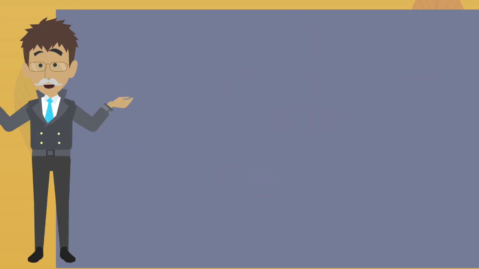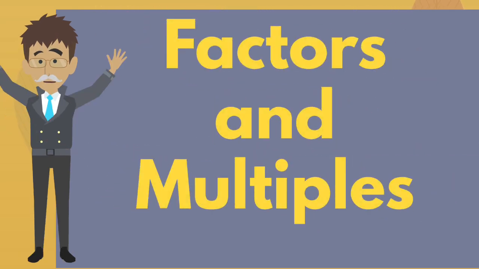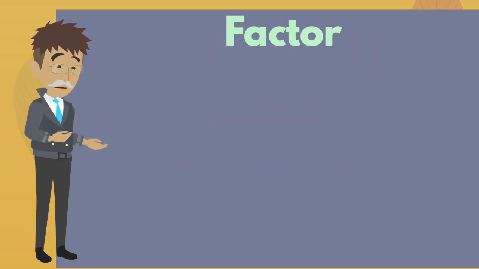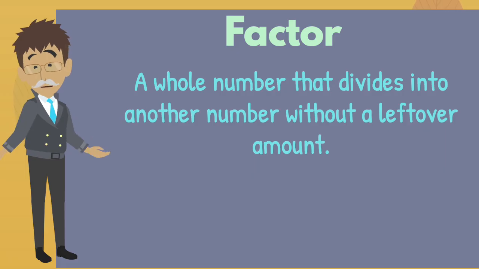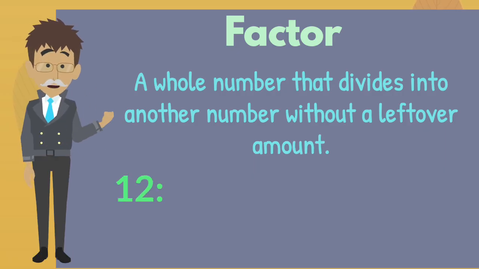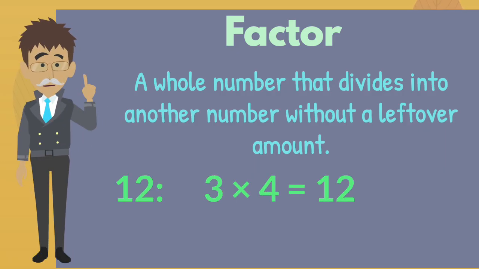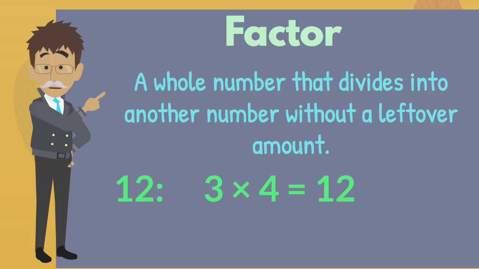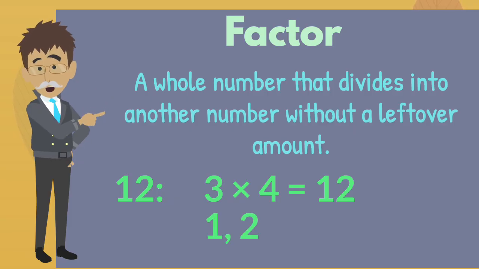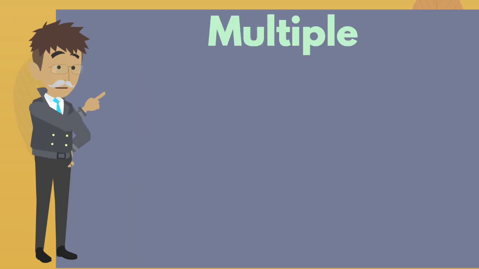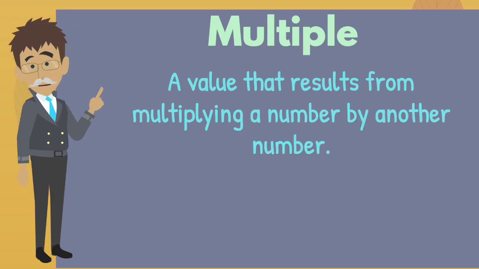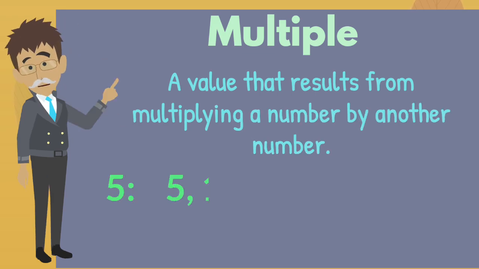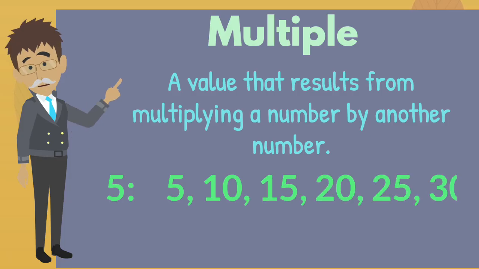When we deal with multiplication, we often use the words factors and multiples. Factor: a whole number that divides into another number without a leftover amount. A factor of 12 is 3, because 3 times 4 is 12. Besides 3 and 4, 12 also has factors of 1, 2, 6, and 12. Multiple: a value that results from multiplying a number by another number. The first 6 multiples of 5 are 5, 10, 15, 20, 25, and 30.